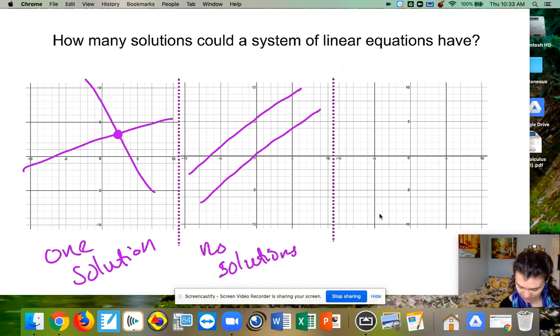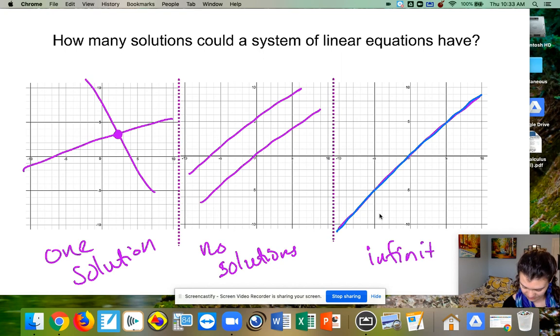And then the last option, you could have something like this, and then you could have another line that goes right on top of it. So those two are the exact same line. So you have an infinite number of solutions because they match up everywhere.